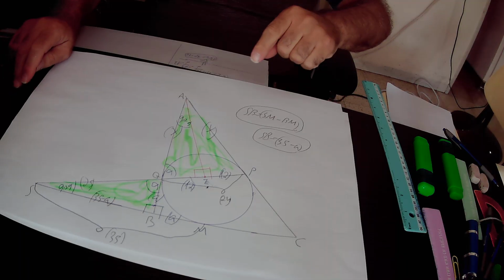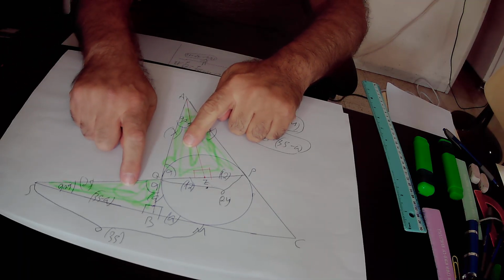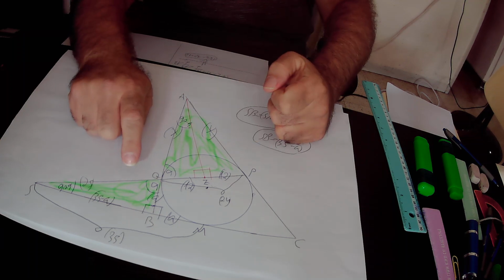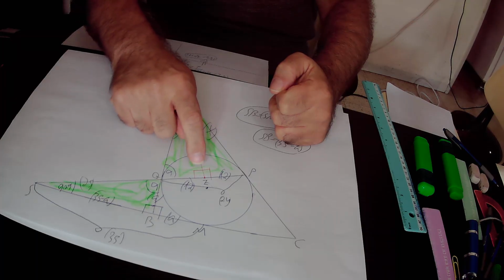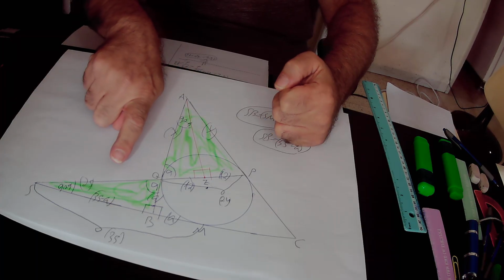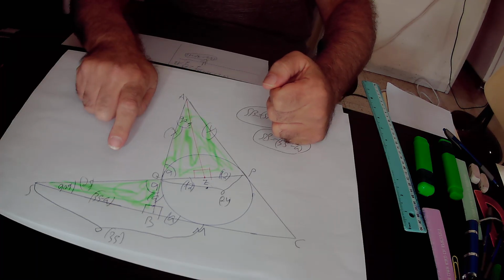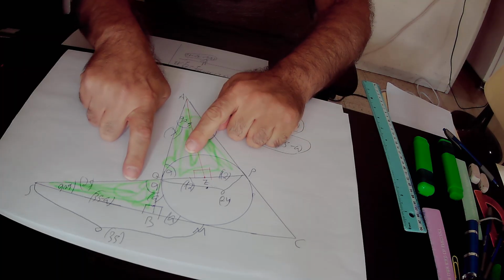It is very easy to see that those two right triangles are similar to each other according to the angle similarity rule. That is to say, this big right triangle AQZ is similar to this small right triangle QBS. So why are those two right triangles similar to each other?